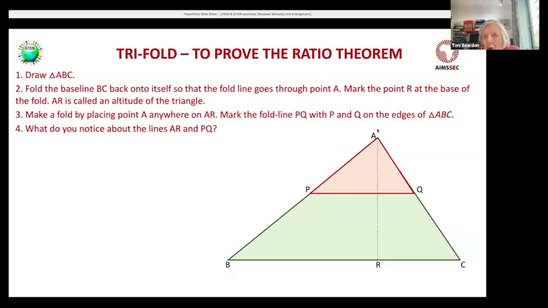With P and Q on the edges AB and AC. And then we're going to discuss this in a minute. What do we notice about the lines AR and PQ? So Caroline's just going to demonstrate that.